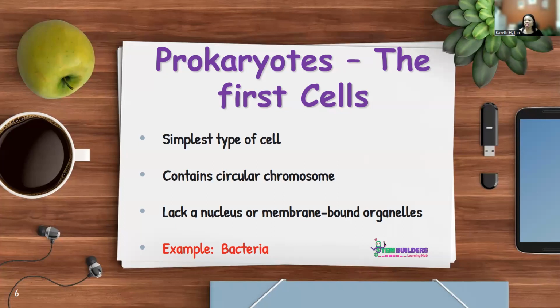They contain a circular chromosome. They lack a nucleus. So as I said before, their name literally means before the nucleus existed. So they don't have one. They lack a nucleus and they have no membrane-bound organelles. Of course, bacteria is a prokaryote.